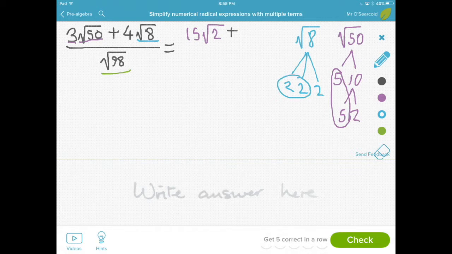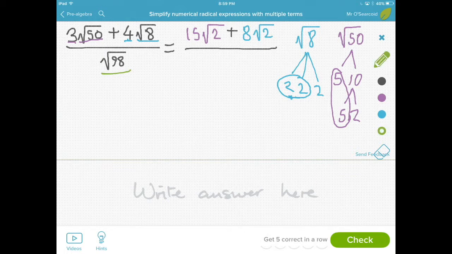A pair of 2s pulls out the 2, and the root 2 goes back inside. I'm sure you're seeing the pattern here. This 2 times the 4 is 8 times the root of 2. Okay, so we're almost through. This is wonderful. And you can see the pattern arising already. I'm sure 98 is going to give us something very similar.